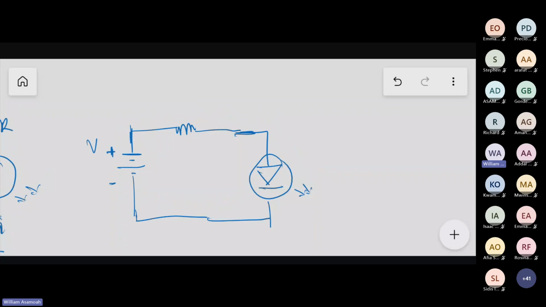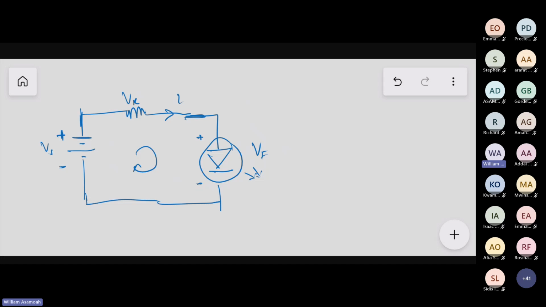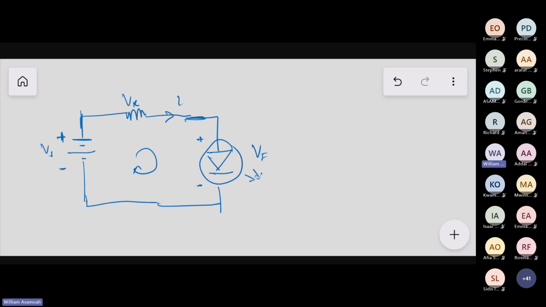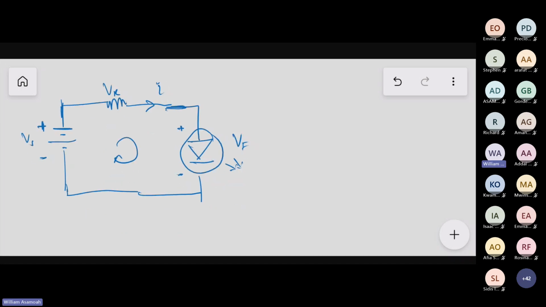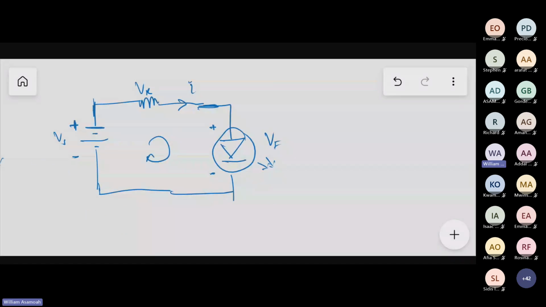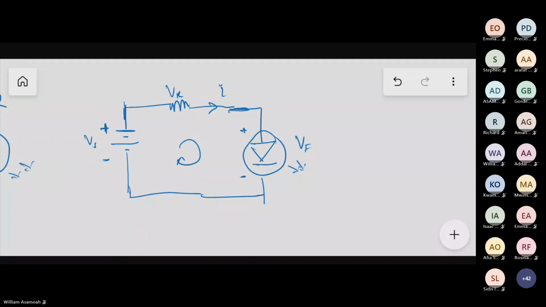Now look at what we have here. This is VS, VR, positive and minus, and this is VF. Let's write the Kirchhoff's voltage law, the KVL. What will be the KVL for this equation? Let's start from VS. Minus VS.